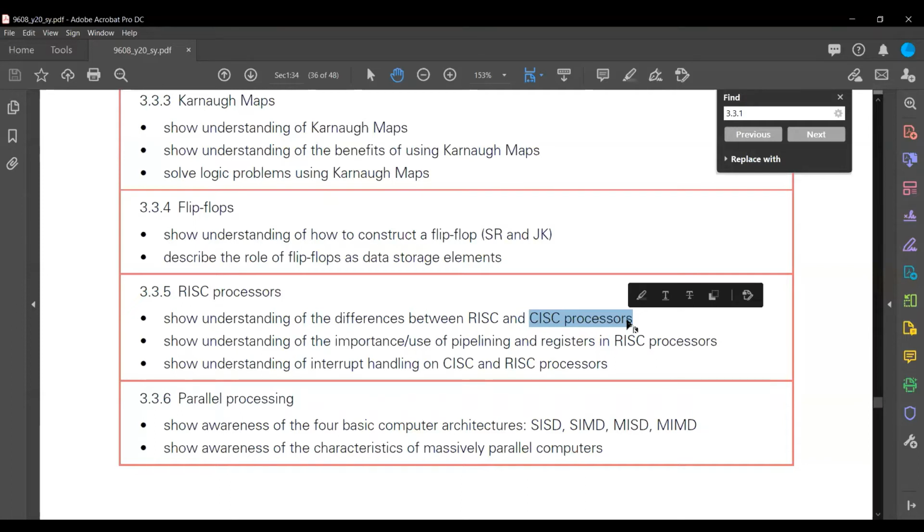Now let's talk about this. Please give me some time. Let me load the instruction set of RISC and CISC to make you understand it.